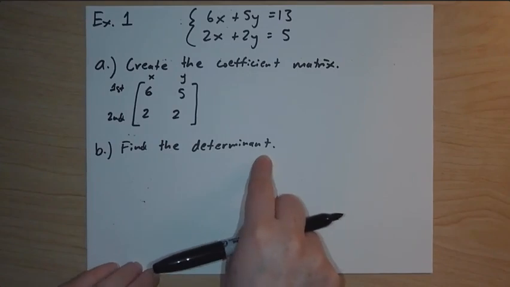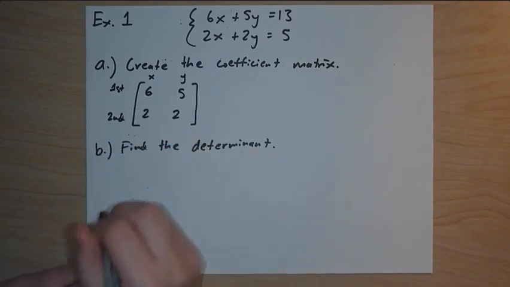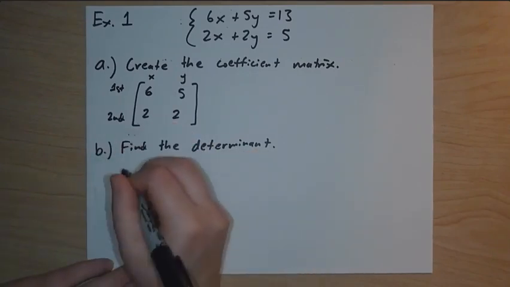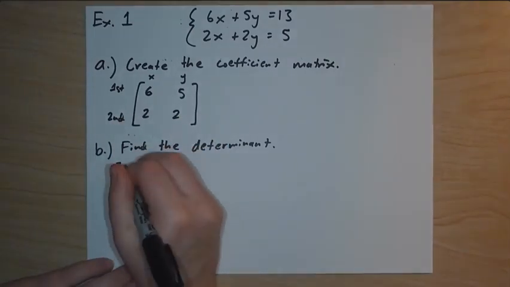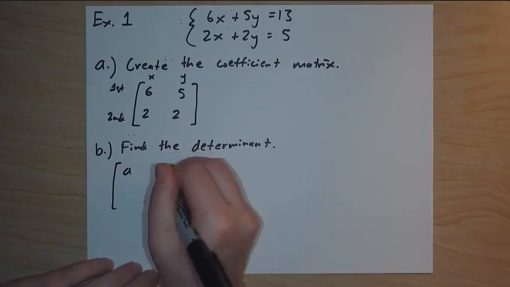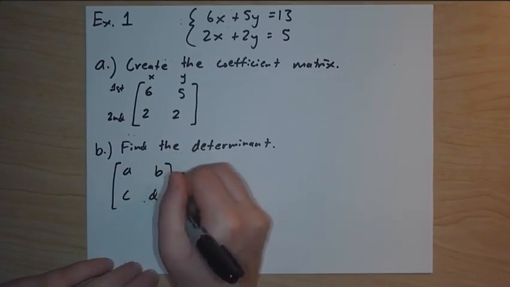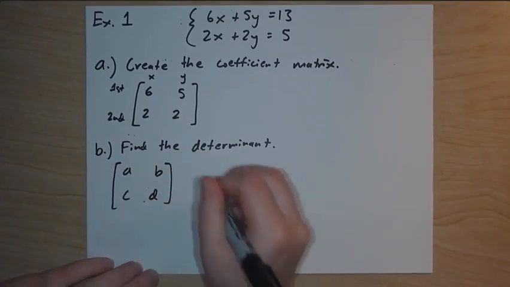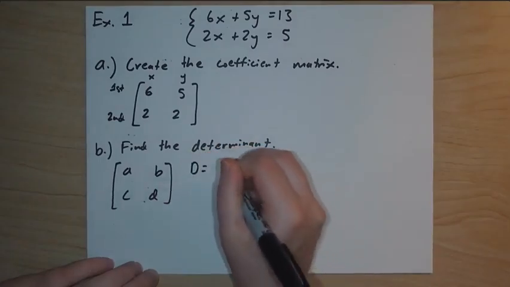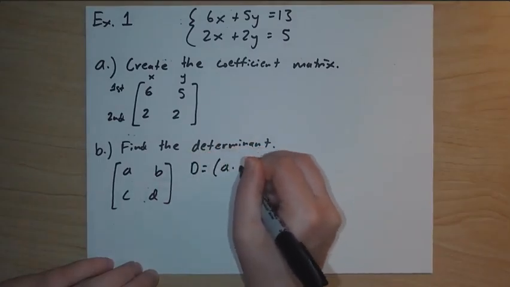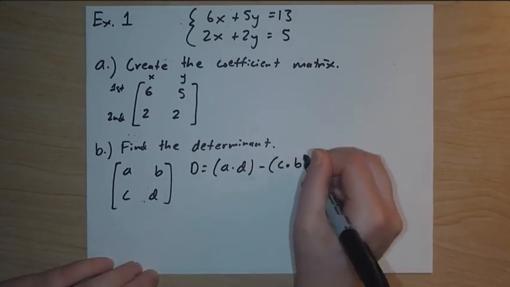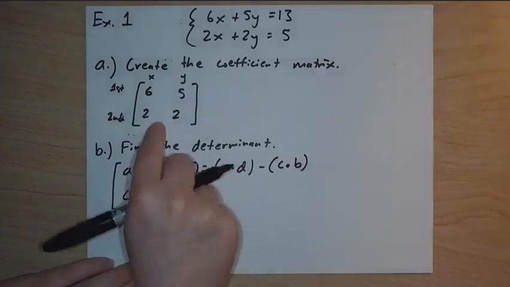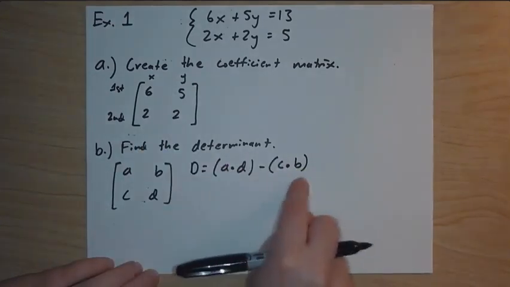For part B, we want to find the determinant. The first way we can find it is by hand, because we have a 2 by 2 matrix. If we have a 2 by 2 matrix, that's in the form of A, B, C, and D. The formula to find the determinant D is equal to A times D subtract C times B. So we can find this algebraically by following this formula.